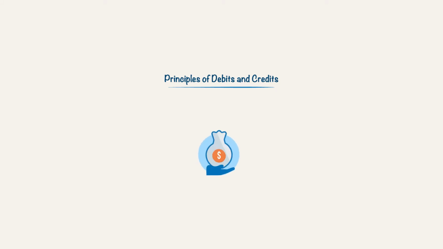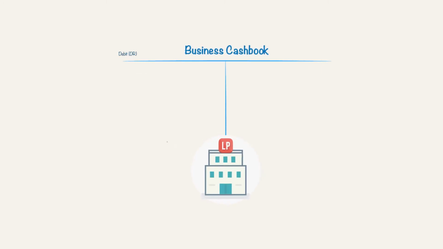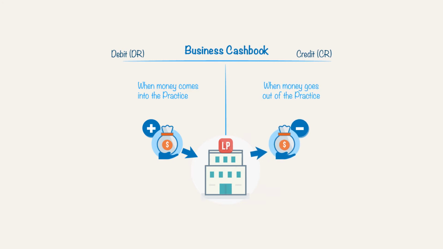Debits and credits are two actions of opposing nature that are relevant to the process of accounting. Simply put, debit means when money comes into the practice, and credit means when money goes out of the practice. Keep the debits on the left and the credits on the right. Next, let's look at examples of debit and credit entries from the business cash book and the trust cash book.